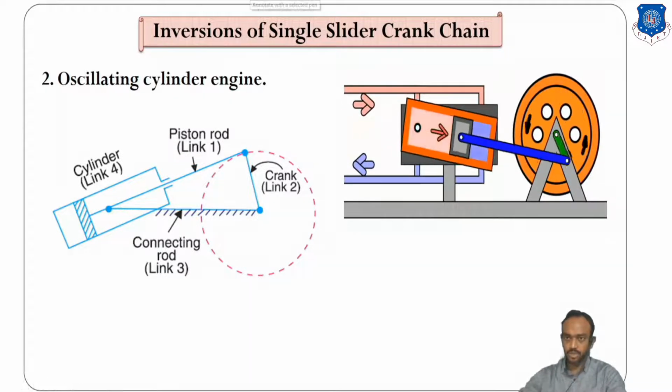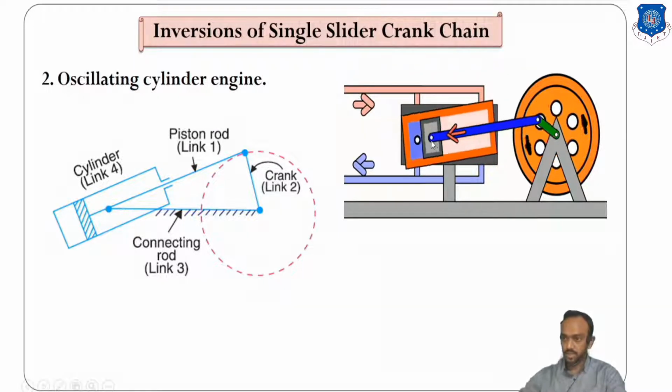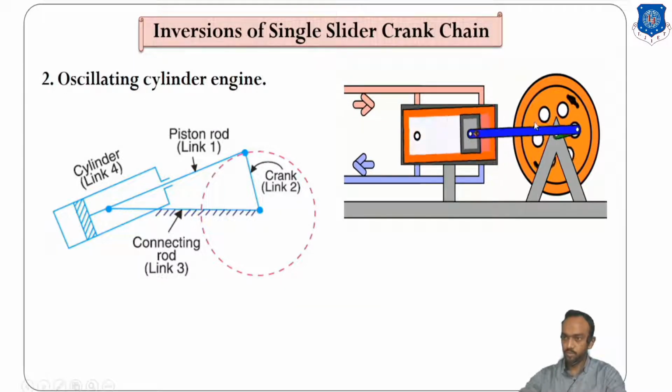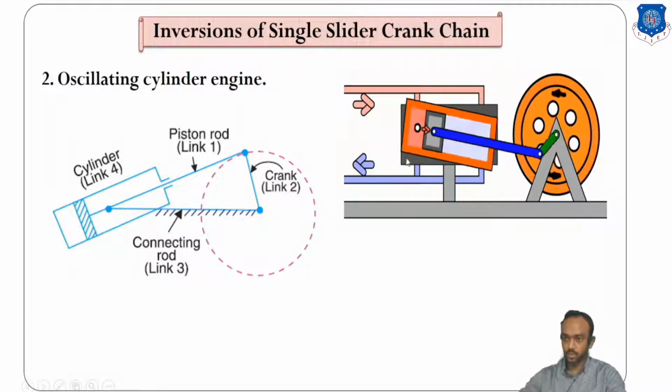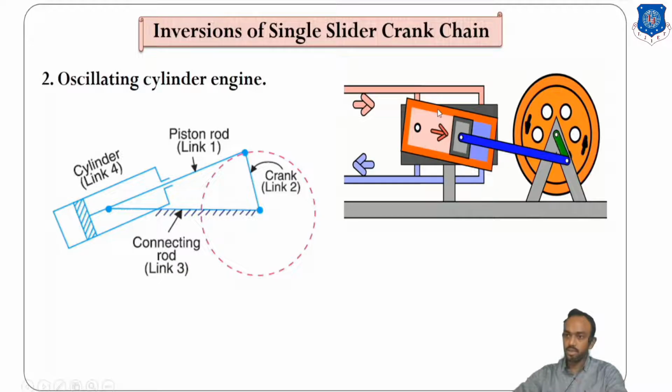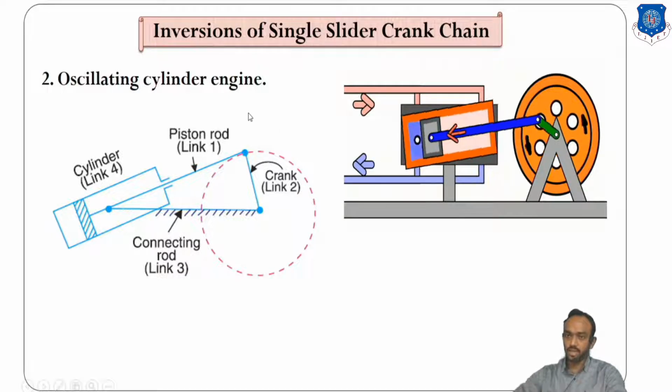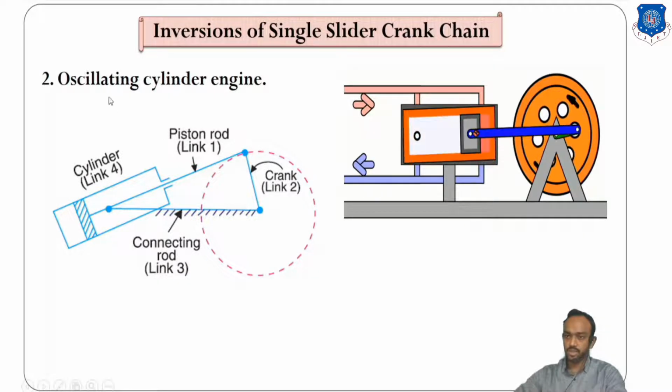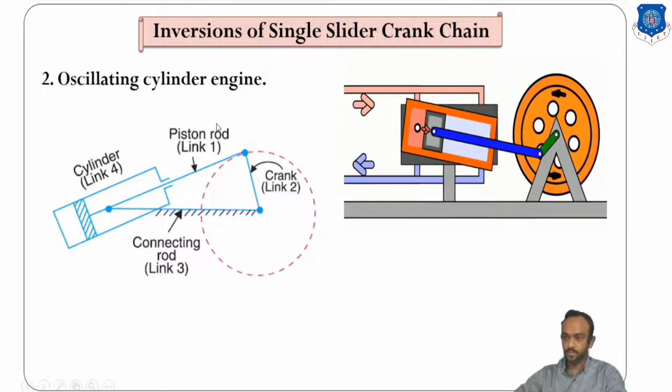Let's see the animation. You can see here this piston and piston rod are moving together. There is no relative motion between piston and piston rod. Yes, the cylinder is oscillating. That's why this inversion is known as the oscillating cylinder.